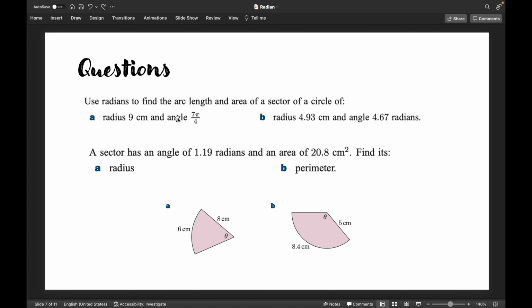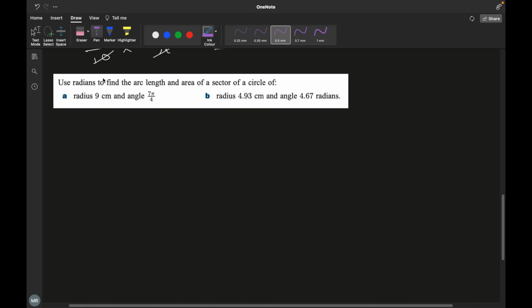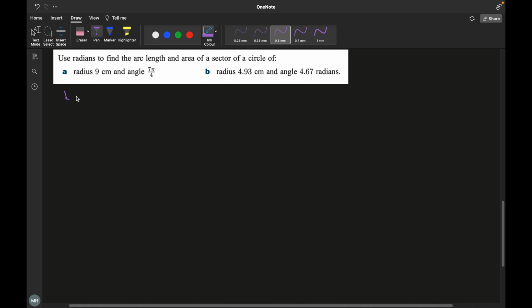So let's read it. Use radians to find the arc length and the area of a sector of a circle of radius 9 cm and angle 7 pi by 4. So we know that L equals theta r. We'll substitute the values, which is 63 by 4 pi, which is 49.48. We'll round it to 49.5 cm.